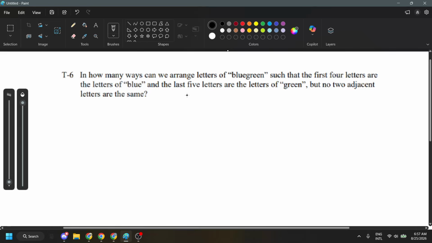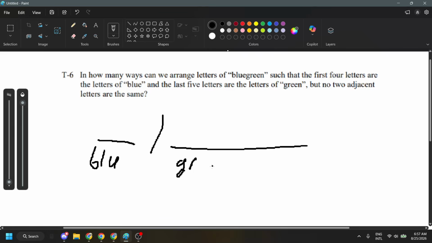Okay, so what we need is we have a blue section and a green section. In this blue section we need a B, L, U, and in this green section we need a G, R, N. And then the E's are split up between one E here and two E's here. But no two adjacent letters are the same. So the only issue we'd have is possibly two adjacent letters here and here, or two adjacent E's here, and two adjacent E's here.